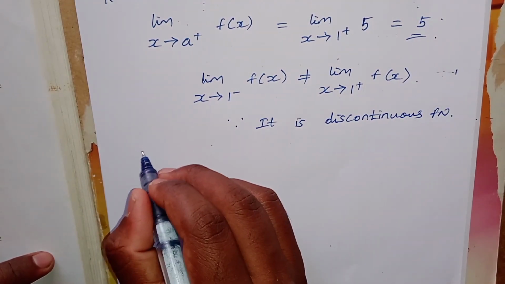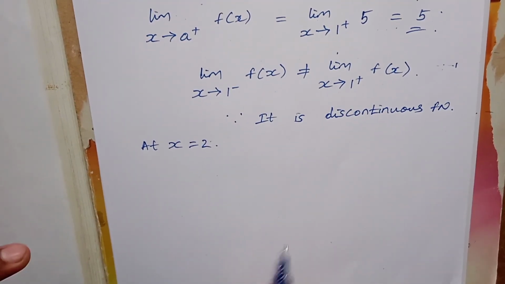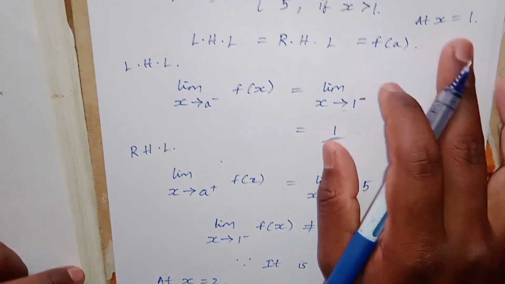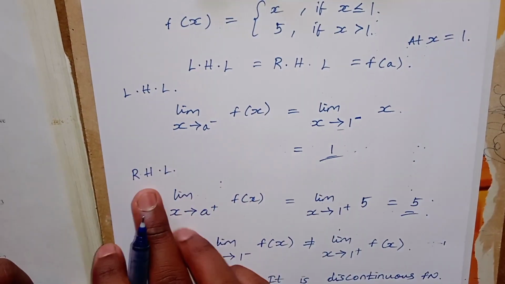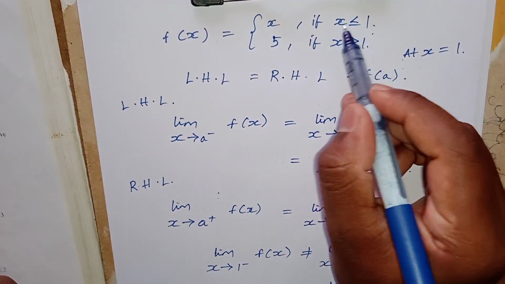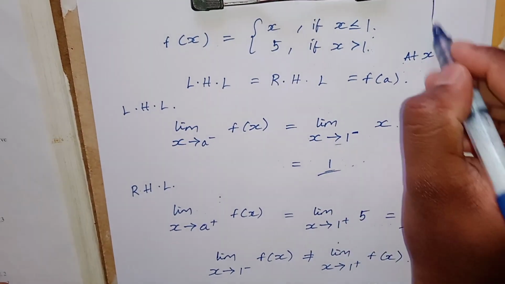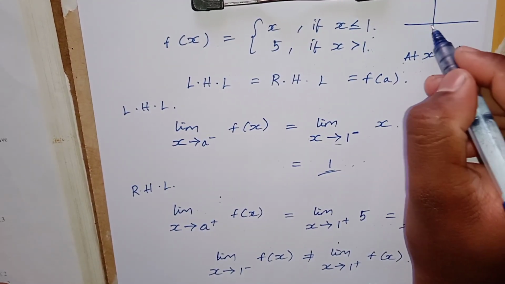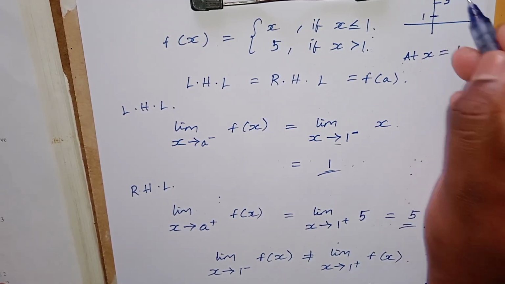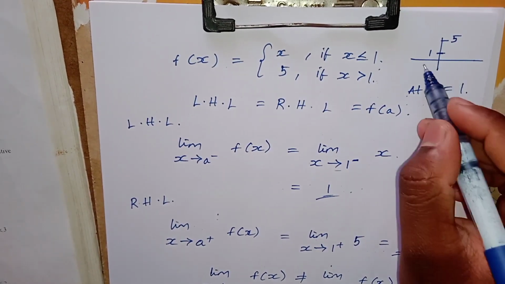Next, at x equal to 2 you have to check. Okay, see why I am taking x equal to 1 with the left hand limit and right hand limit: because here only x less than or equal to 1, and x greater than 1, at that point only it is changing. Here y equals 1, here y equals 5. Here only it is changing, therefore I am taking this.